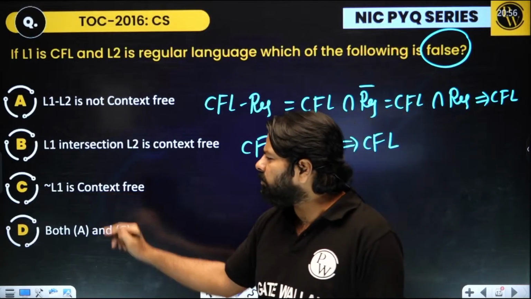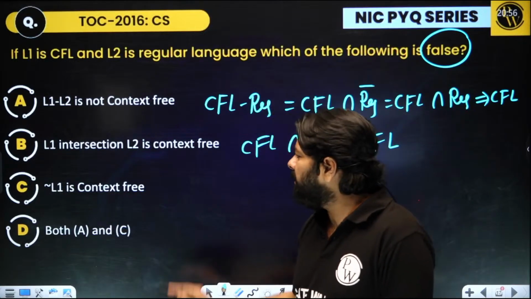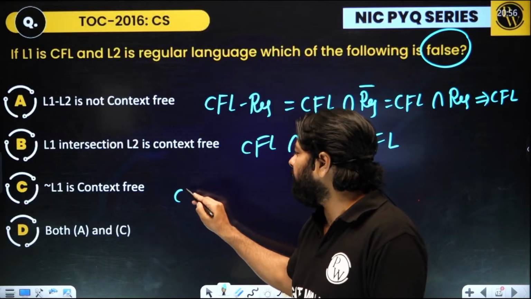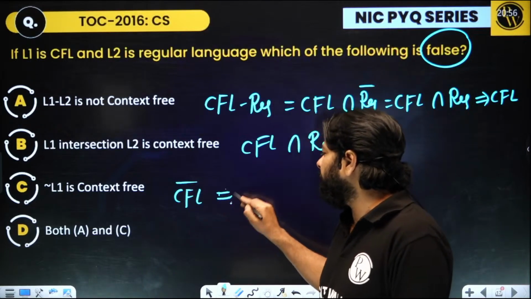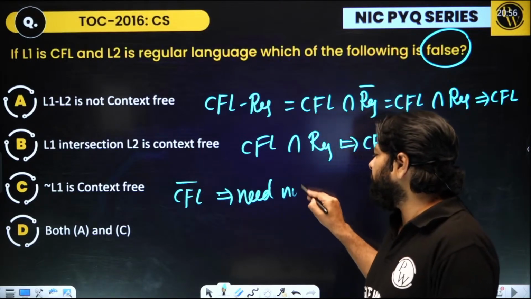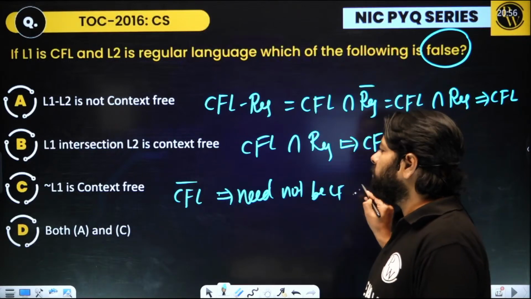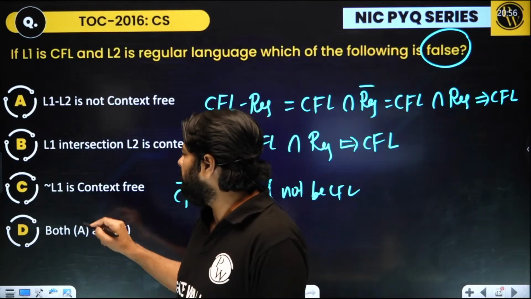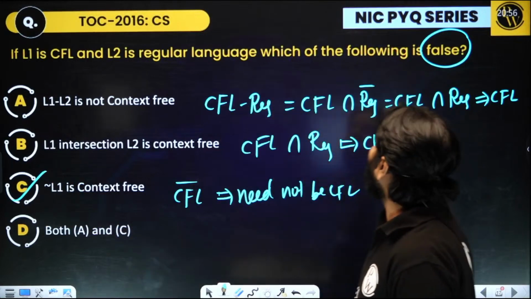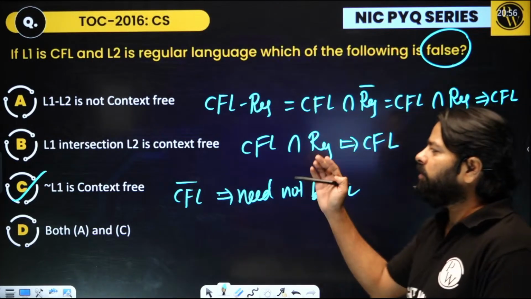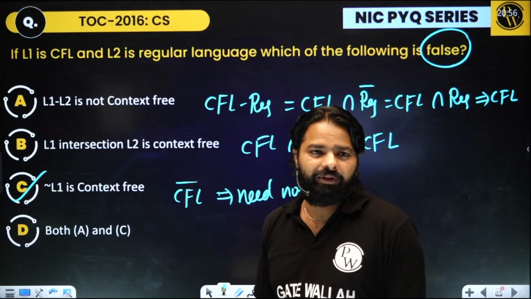And complement of L1, is it context free? That complement of L1 means CFL complement need not be CFL, right? The actual statement should be need not be CFL. So this statement is a false statement. So we can choose this option C. And as you need to choose a false, so you will go for the option C only.